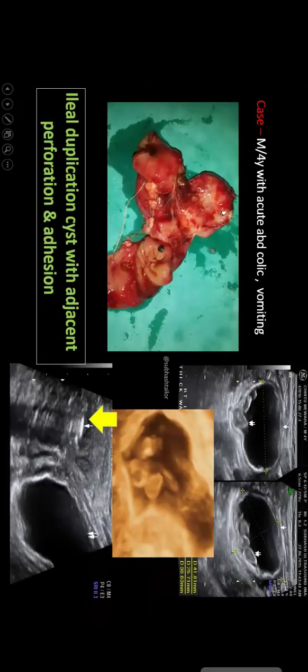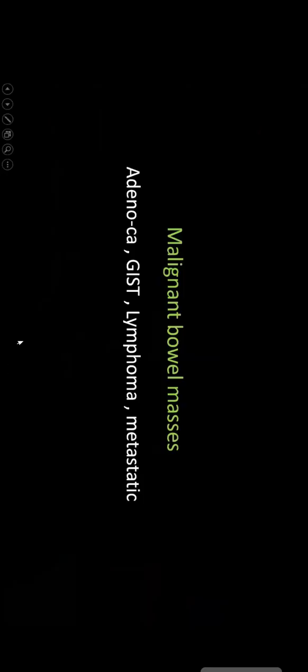So there was an ileal duplication cyst with adjacent perforation and adhesion, leading to formation of extraluminal air, or focal pneumoperitoneum. Again, the lesion is showing gut signature, large, multiple mucoid grain nodules, perforation, peritonitis, focal peritonitis.